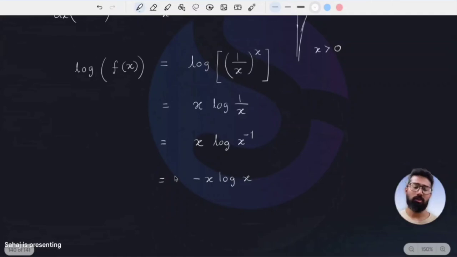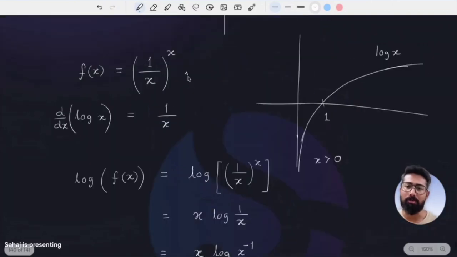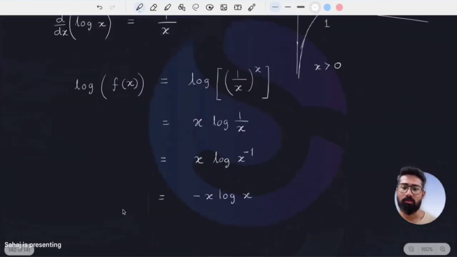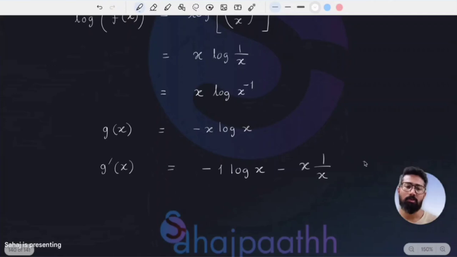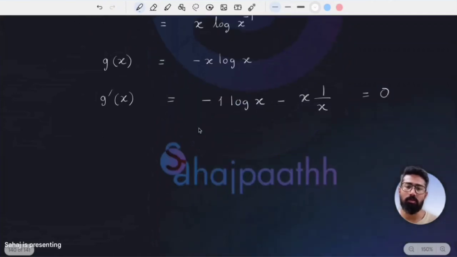Now you do the usual things. You find the maximum and minimum of this function, and this will have to match the maximum and minimum of the original function. So you take a derivative of this new function, say this is g(x). So g prime x is minus 1 times log x using the uv multiplication rule, minus x times the derivative of log x, which is 1 by x. So you put this equal to 0. The first derivative goes to 0, you get the points of extrema.